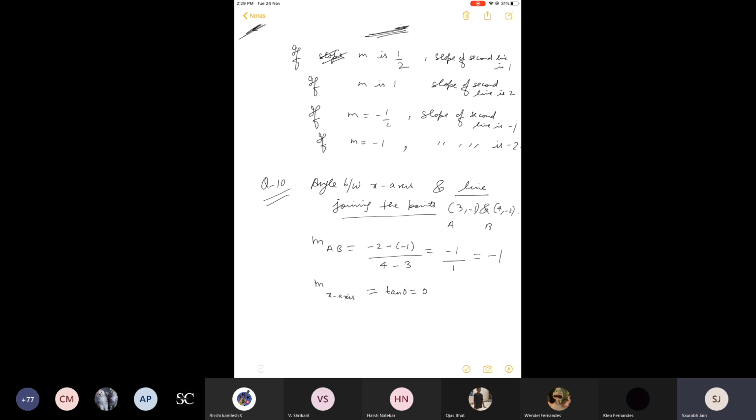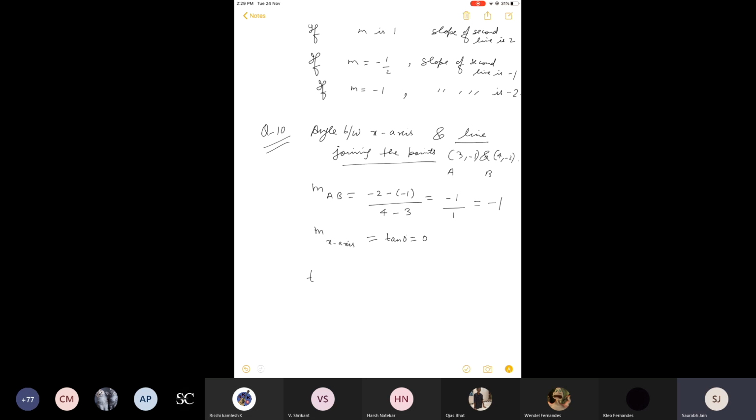Now you have slopes of two lines. You have to find the angle between them. What is the formula? Tan alpha is mod of m1 minus m2 upon 1 plus m1 m2. Just use this. So this will come out to be minus 1 minus 0 upon 1 minus 1 into 0. So overall this value will be 1 and as a result alpha is 45.